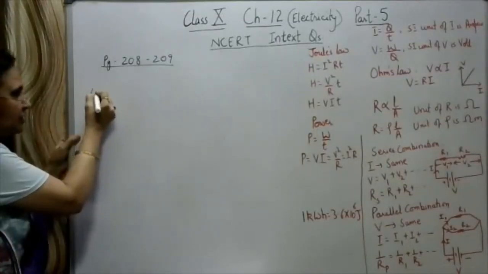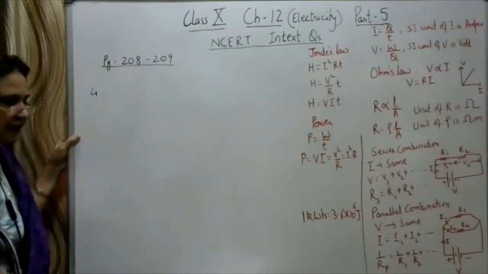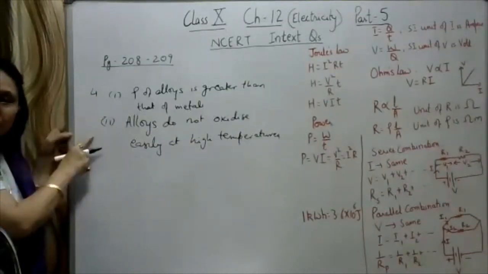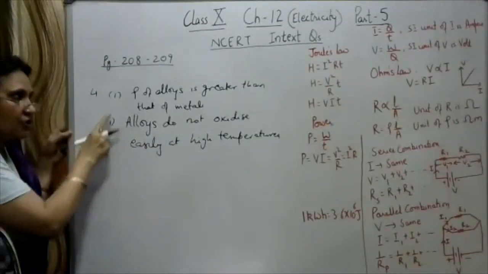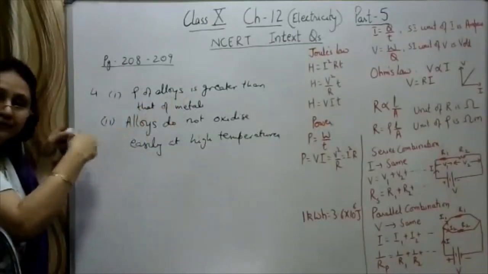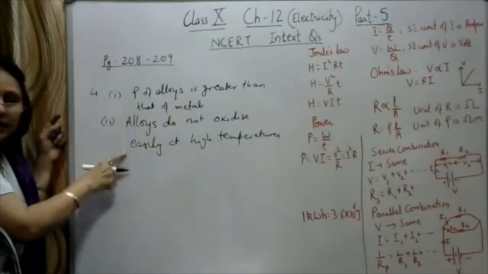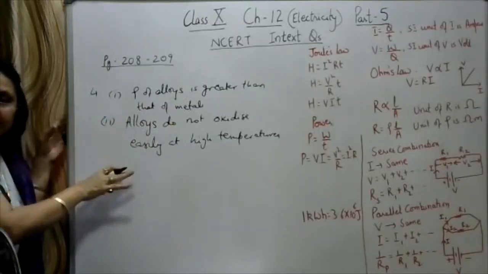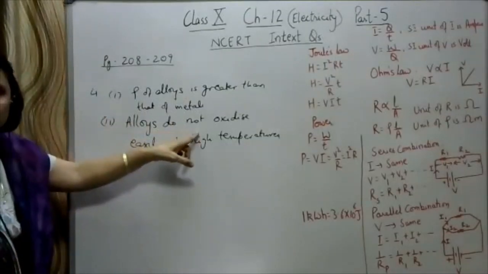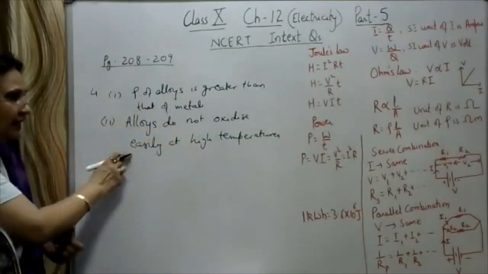Then question number 4 is: why are coils of an electric toaster and electric irons made up of an alloy rather than a pure metal? So the coils of electric heaters and electric toasters are made up of alloys. Why? Because alloys have greater resistivity than their constituent metals. Also, alloys do not oxidize easily at very high temperature. The temperature will be very high, but they do not burn at very high temperatures.